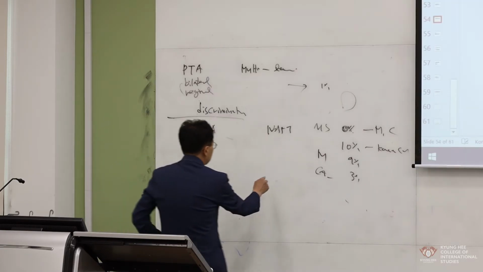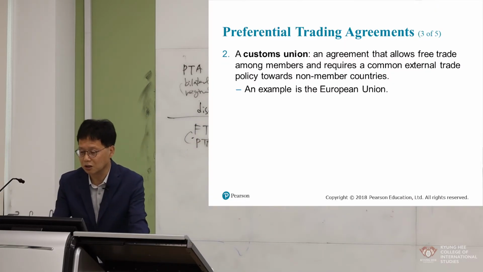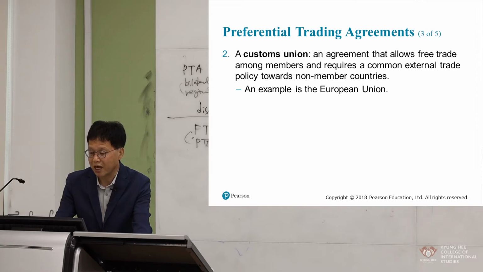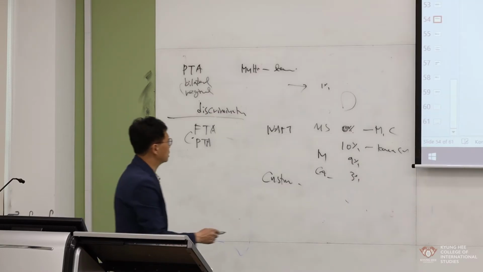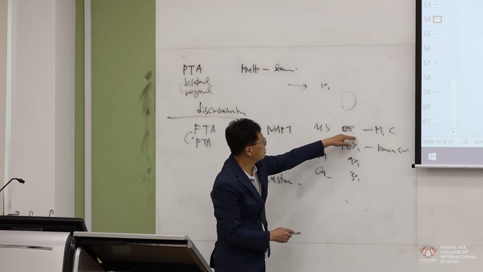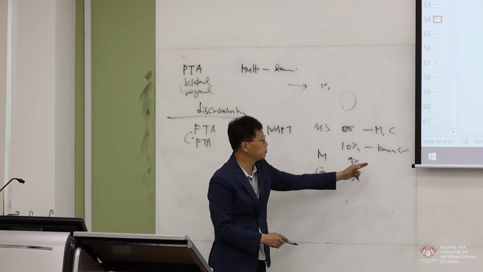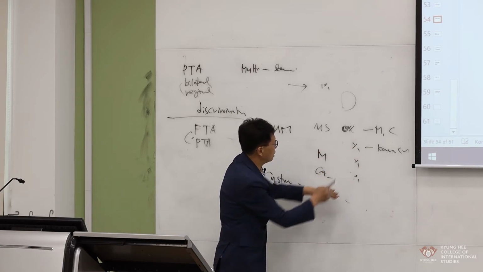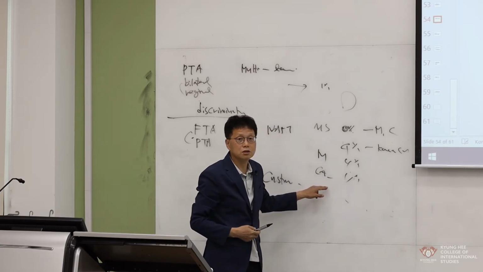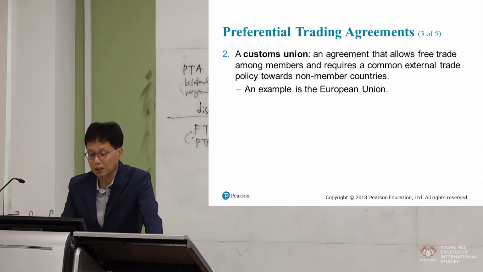And the second type is customs union. Customs union means this one. A customs union, an agreement that allows free trade among members and requires a common external trade policy. Common external trade policy. So countries, right? 0% between them. When they import cars, each member country that imports Korean cars imposes the same tariff. All the EU countries impose the same tariff. Okay? That is the meaning of external trade policy. Right? Common external trade policy. Example is the EU now.